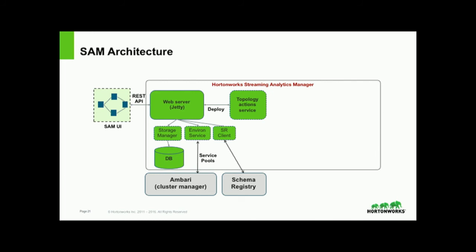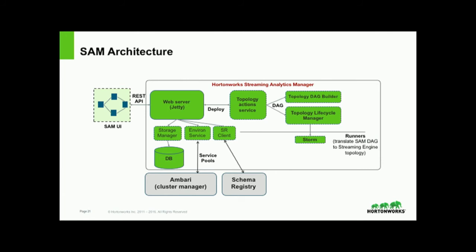Now let's see what happens when you deploy the topology. All this configuration stored in the database is pulled out by a topology actions service, and it hands it off to another module, the topology DAG builder. This is the one that constructs the DAG, and then that DAG goes into a topology lifecycle manager. This is a SAM DAG that is being sent to the runner. And below that you have the runner implementation.